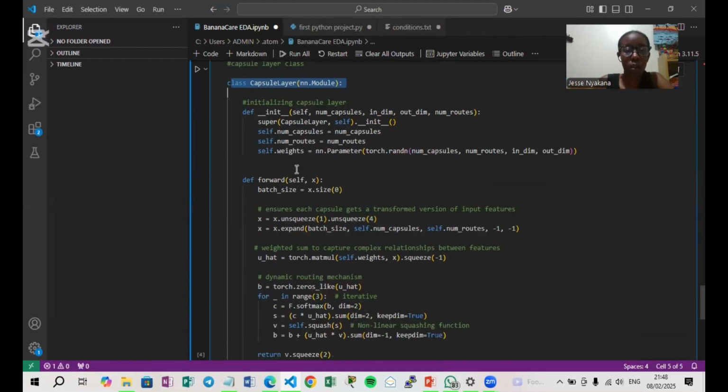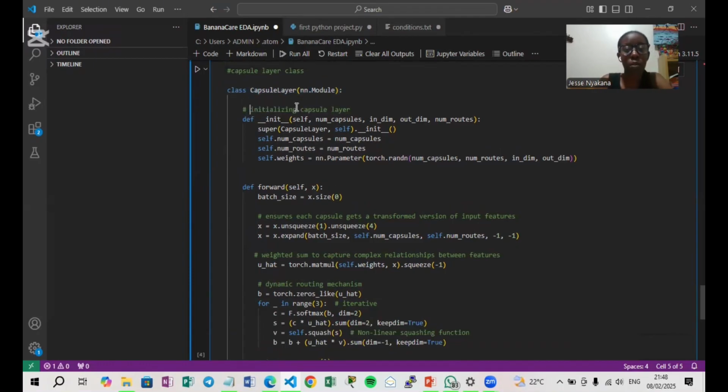Then we go to the second one, which is where we initialize our capsule layer. This setup allows the model to dynamically learn important disease-related features, unlike traditional capsule networks, which depend on fixed hierarchies and therefore won't dynamically learn stuff that you've put in afterwards.